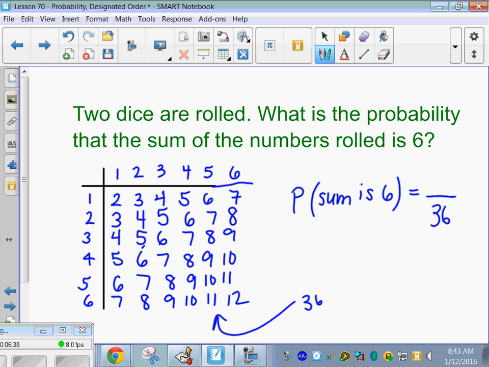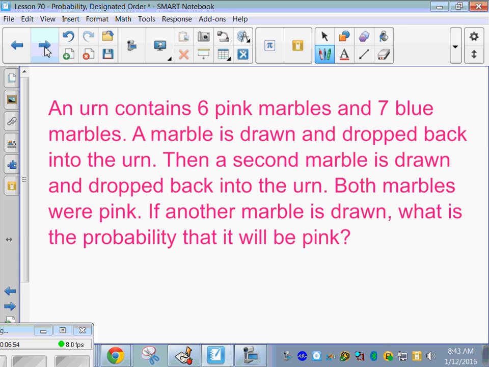So we want to know the probability of getting a 6. How many 6s are there? Yes. So my answer is 5 out of 36. Does that reduce? No. All right. So every time, you guys, I need to see this on your sum of 2 dice problem. All right, let's try another one.